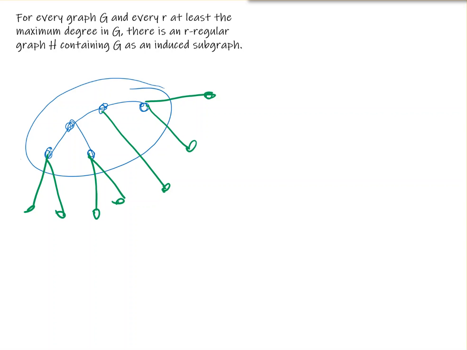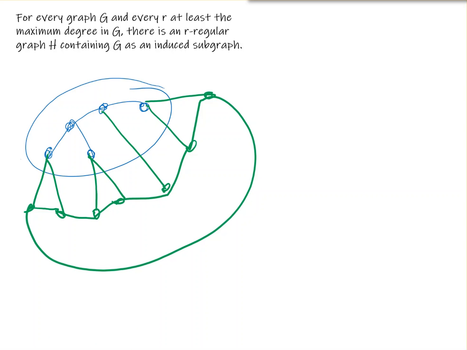And to finish this off, all I need to do is to make these new vertices have degree 3. How do I do that? Well, everyone already has degree 1, so all I need to do is add a 2-regular graph to the green side, and I can easily do that by just putting a cycle into this. So I'm done. So does this always work?